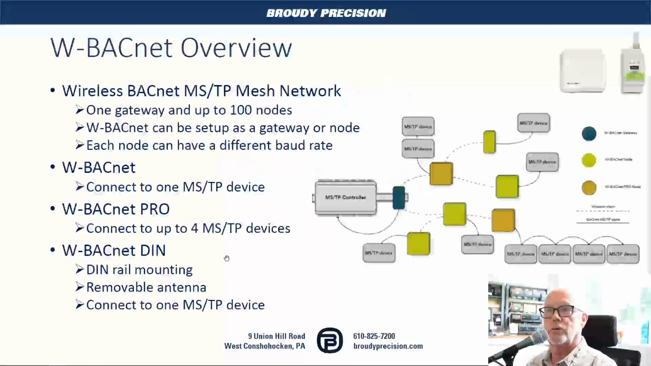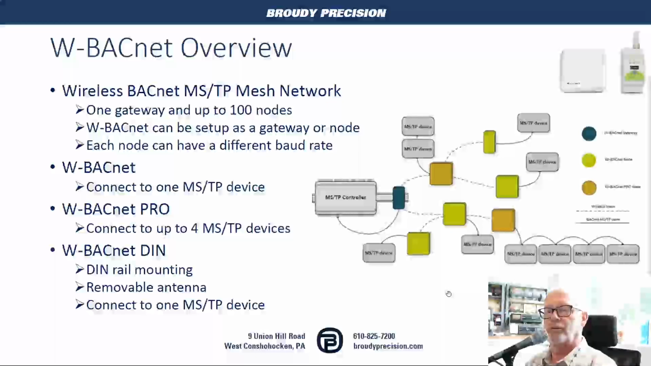And what we'll start with is a basic overview of the product line. Basically, three parts: a W-BACnet, a W-BACnet Pro, and a W-BACnet DIN. And basically, the system is a wireless mesh network built on LumenRadio that will allow for MSTP to become wireless.